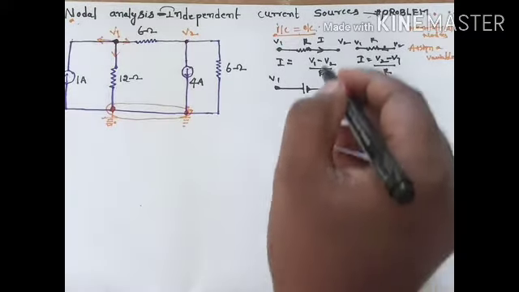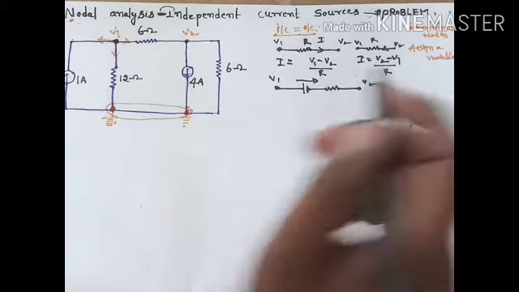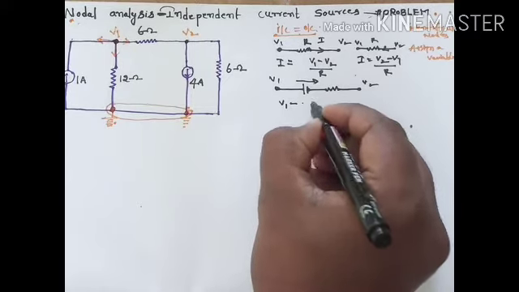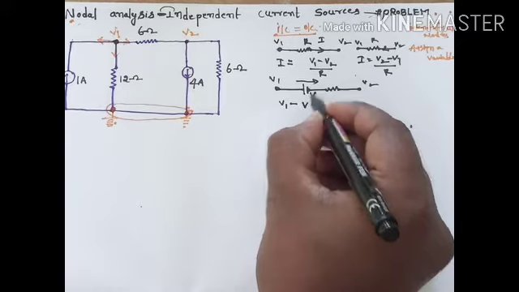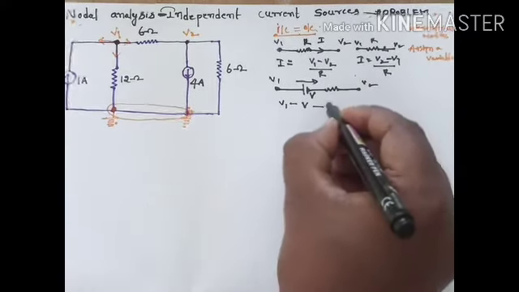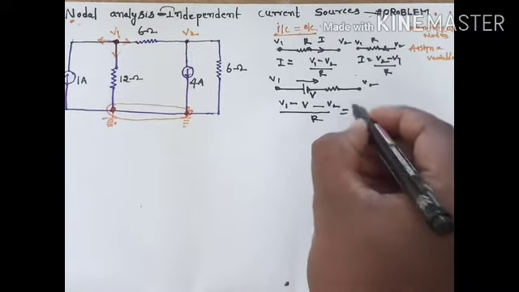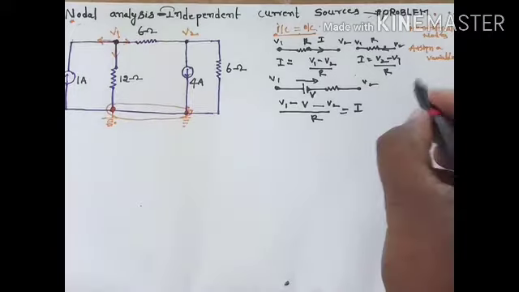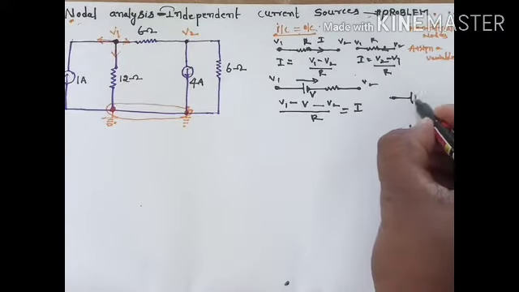Now the current is flowing along this direction, from the positive terminal to the negative terminal. In this case, with the battery voltage V, V1 minus V minus V2 by R is equal to the current flowing through this branch. And next, here I am taking the same one, this is for example.